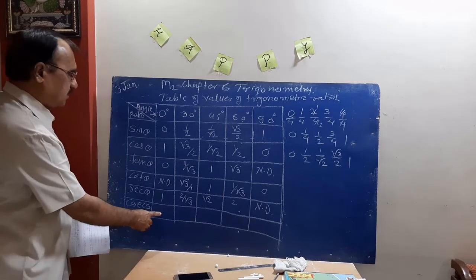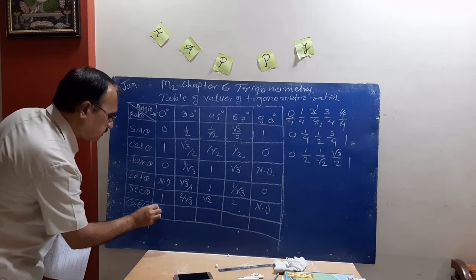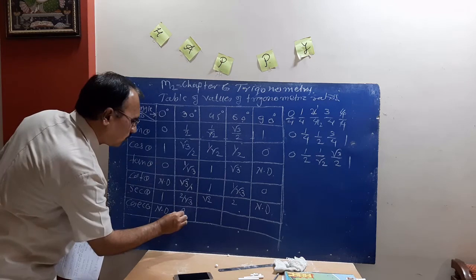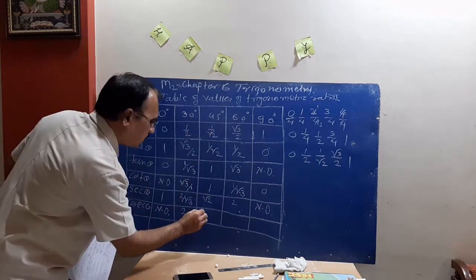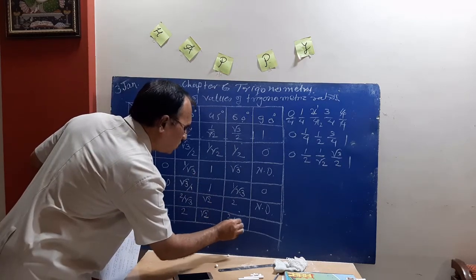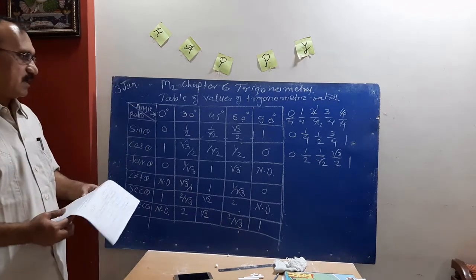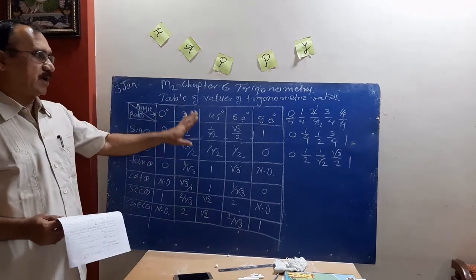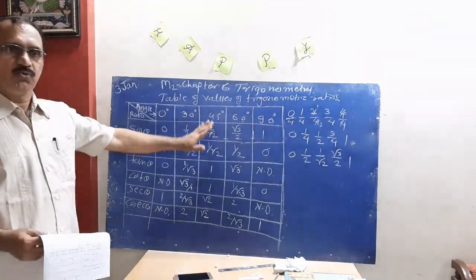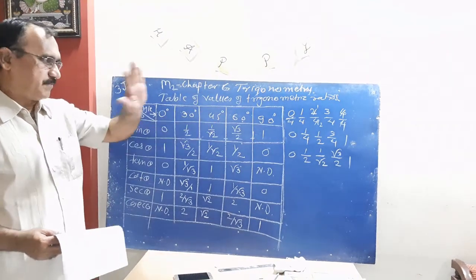Again, cosec is reciprocal of sine. Reciprocal of 0 is not defined. 1 upon 2, flip it, 2 upon 1. Root 2 upon 1, flip it too. 2 upon root 3 and 1 is 1. Reciprocal of 1 is 1. These are the values of trigonometric ratios. Very easy idea how to remember all values in examination time.